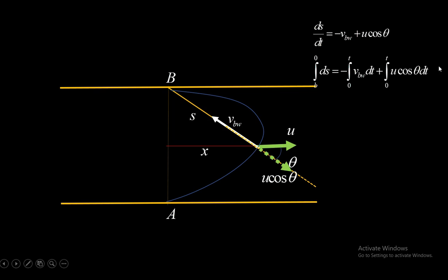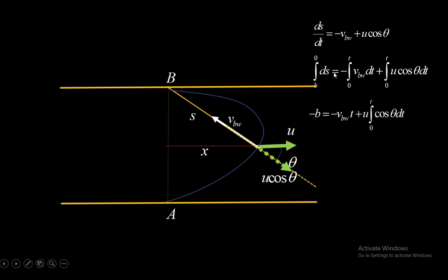Cross multiply with dt, integrate every term, put the limits. So the initial separation is B when the boat started from A. So initially it was separated by a distance B. Initially time was 0. So the lower limits correspond to this. And finally S will become 0 when the boatman reaches B. And finally let the time be T.